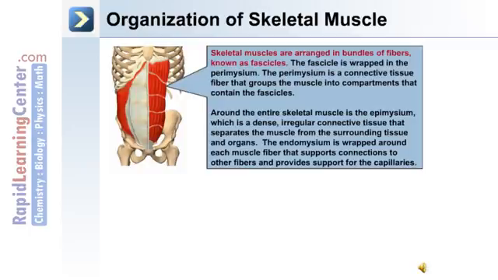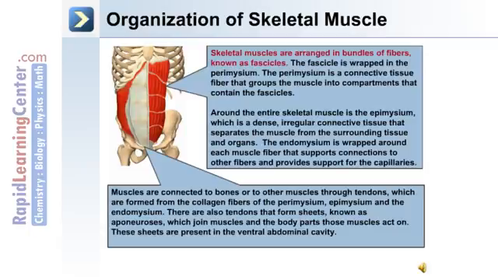The endomysium is wrapped around each muscle fiber that supports connections to other fibers and provides support for the capillaries. Muscles are connected to bones or other muscles through tendons, and tendons are formed from the collagen fibers of the perimysium, epimysium, and the endomysium.